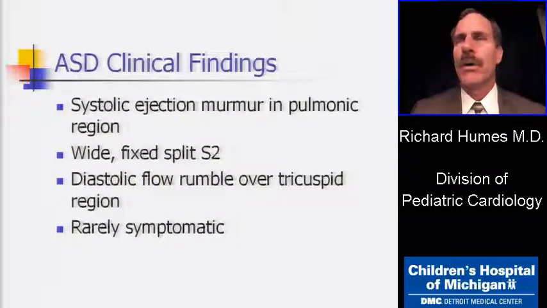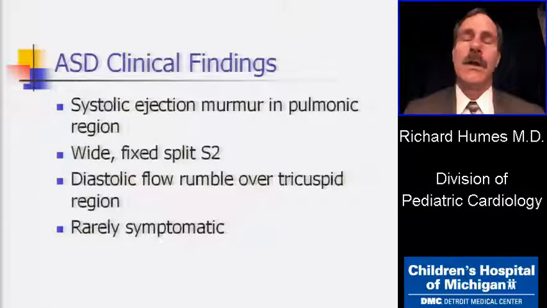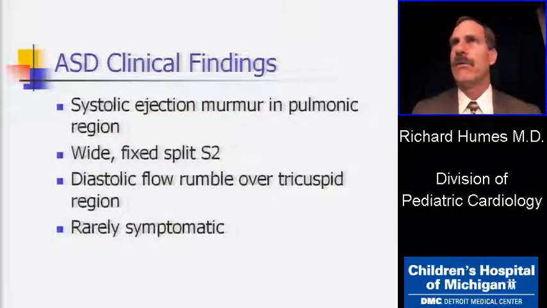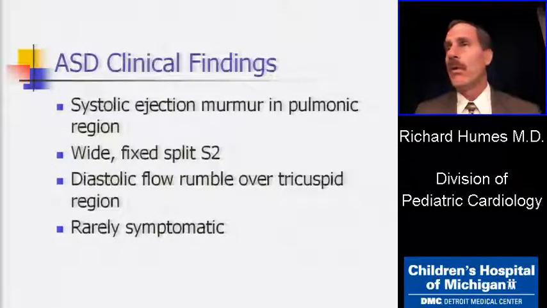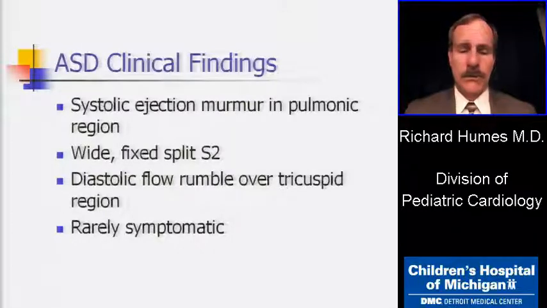Occasionally, but I think very rarely, you'll hear a similar diastolic flow rumble across the tricuspid valve. That's a very unusual finding in most patients. And even in spite of this, these are rarely symptomatic. If there are any symptoms in ASD, it will be respiratory symptoms, again, because of the increased pulmonary flow, but I think that that's, again, an unusual finding.